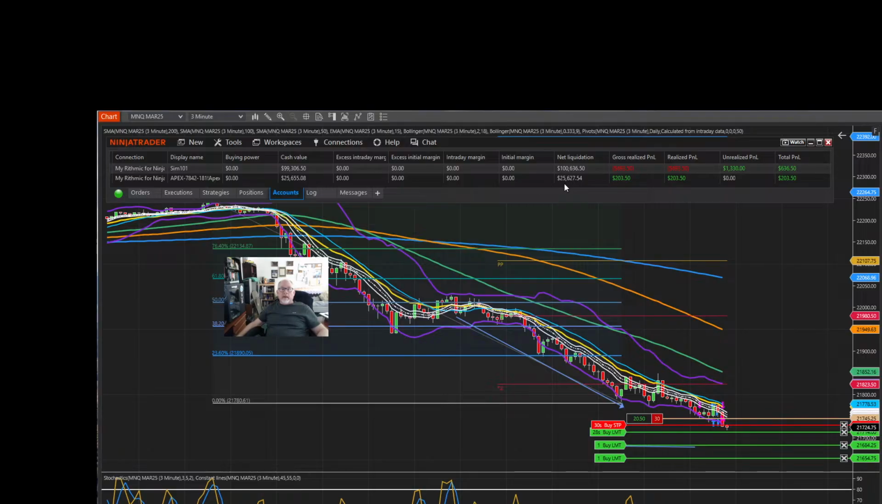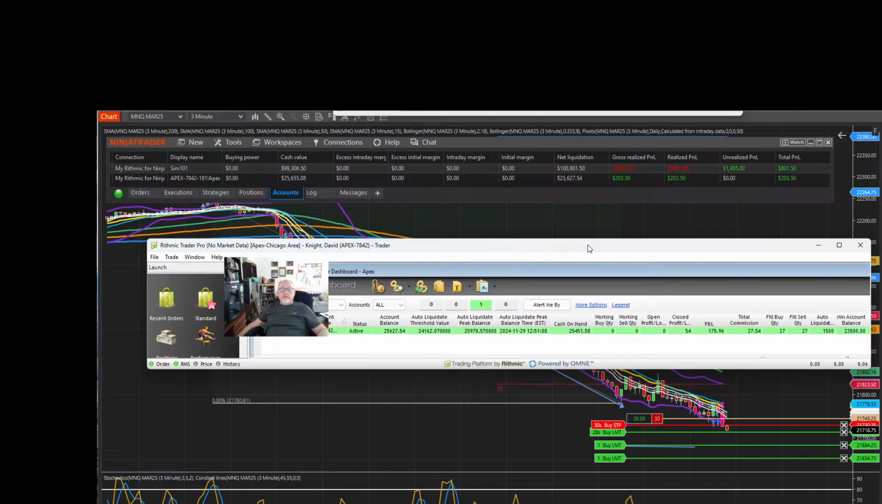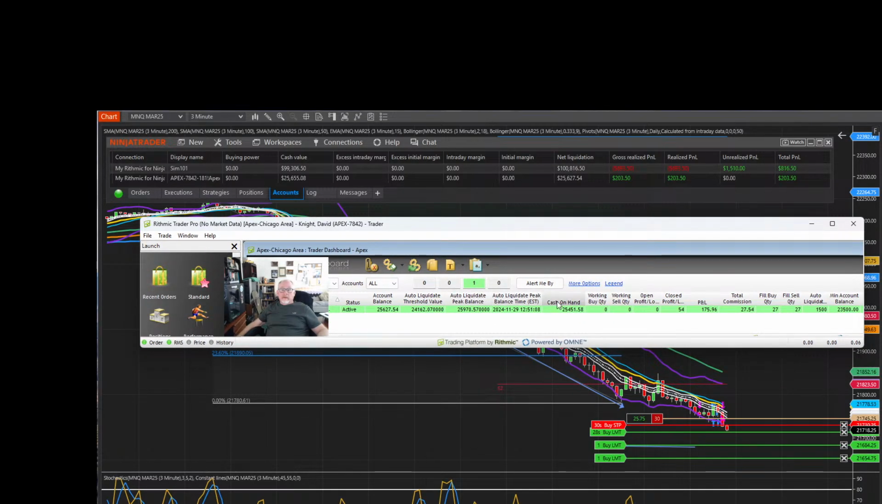I'm in a 25K account on Apex. I trade 3 micros in it. I try not to trade any more than that. And I don't know how many trades I had today. I guess we can figure out how many trades I had. Let's pull this over. So today we've had 54 round turns it says. Is that right? No, 27 round turns. So it's $1.02 a round turn.